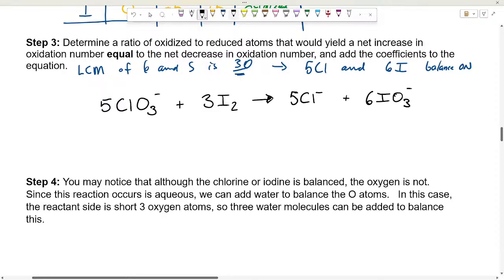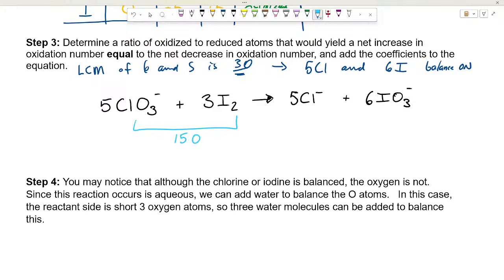So, you may notice that although the chlorine and iodine are balanced, the oxygen is not. Since this reaction occurs in aqueous solution, we can add water to balance the O atoms. In this case, let's look. How many oxygens do we have on this side?